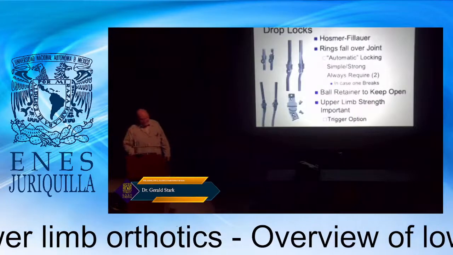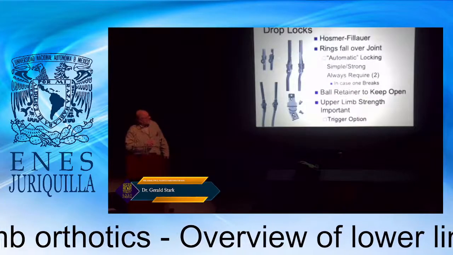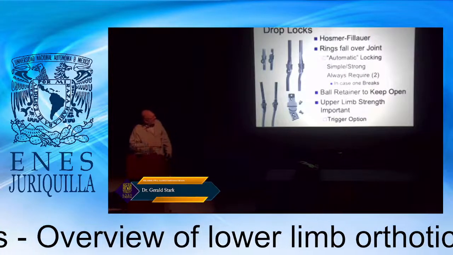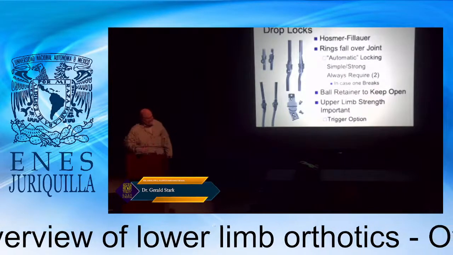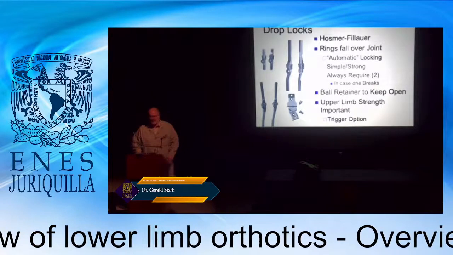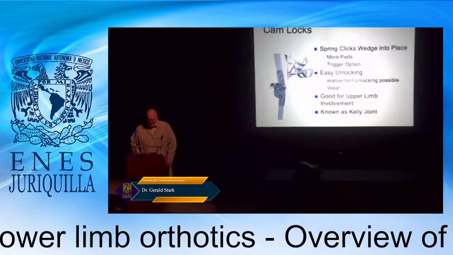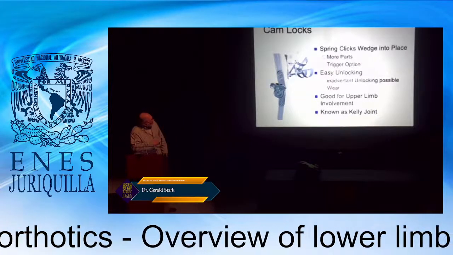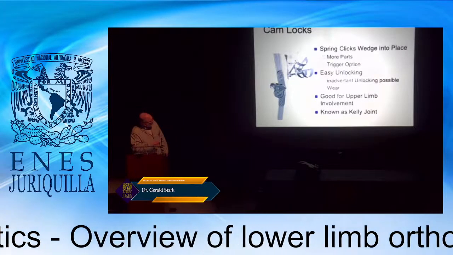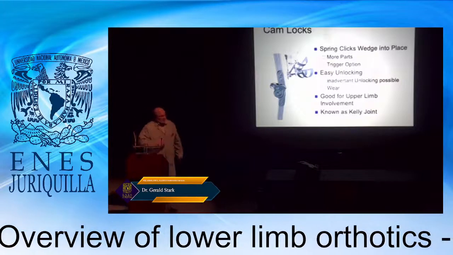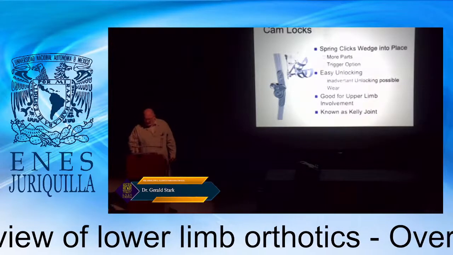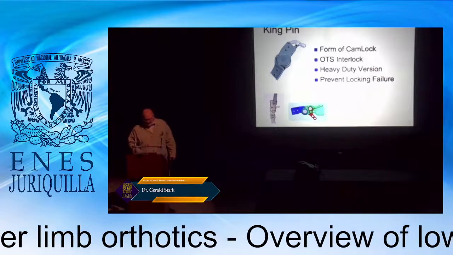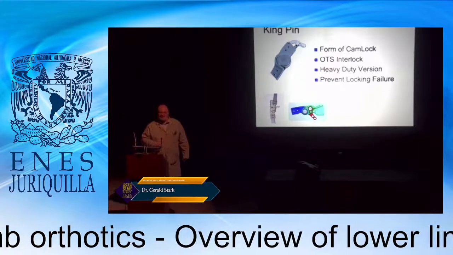So here we have the drop locks, which fall into place when the patient stands up. You can actually hear them locking down. Sometimes you can attach a ball retainer to keep it in the up position if they want free motion now and then. A cam lock is where this device, also called a Kelly joint, moves into the slot. So you can just grab one trigger and help lift it. And then another type is just a pin type lock. But there's actually quite a bit of localized force.